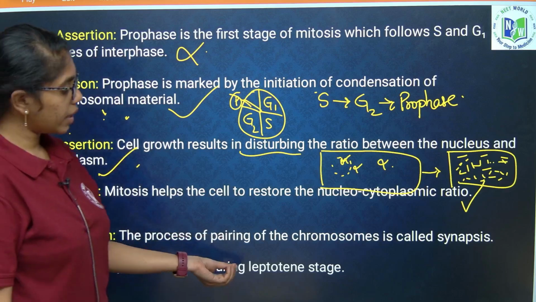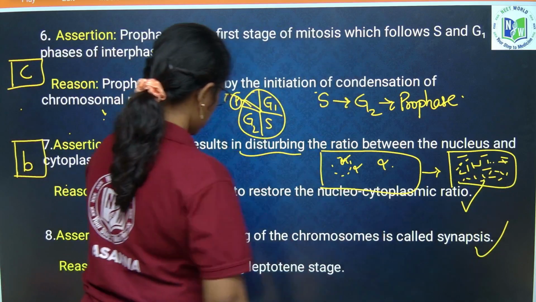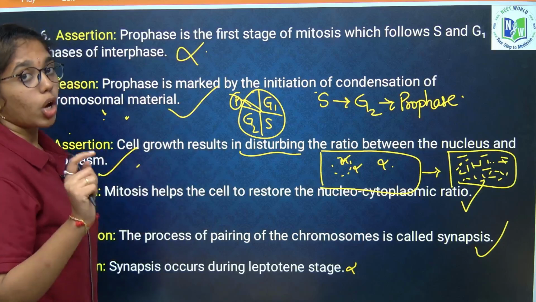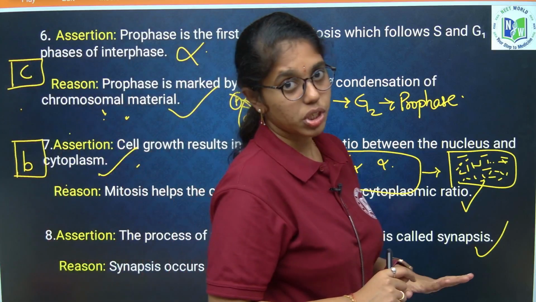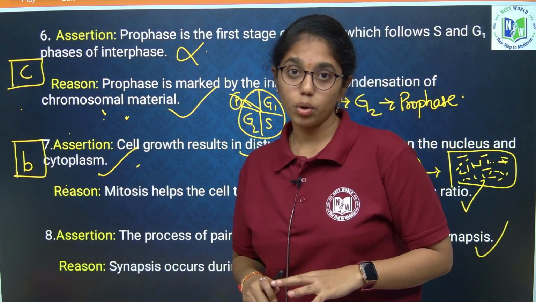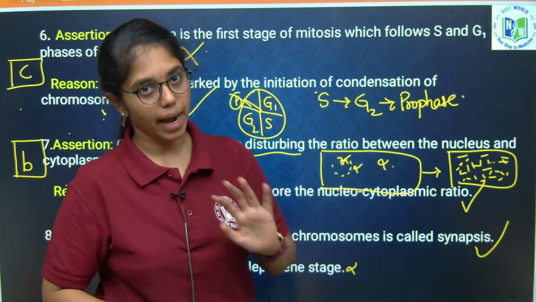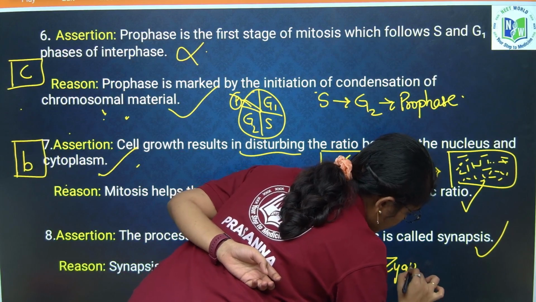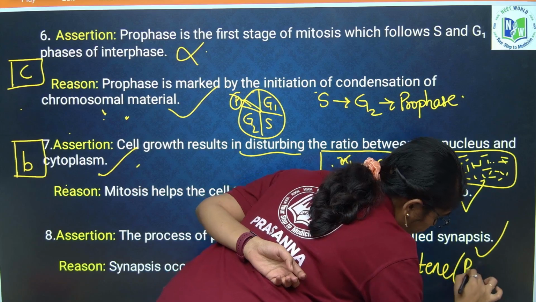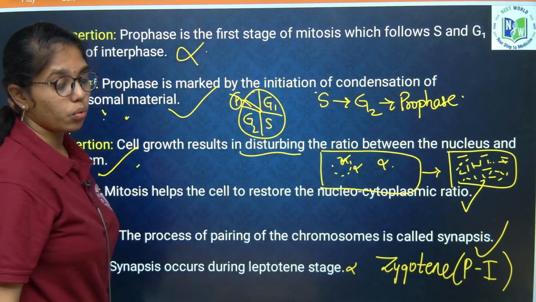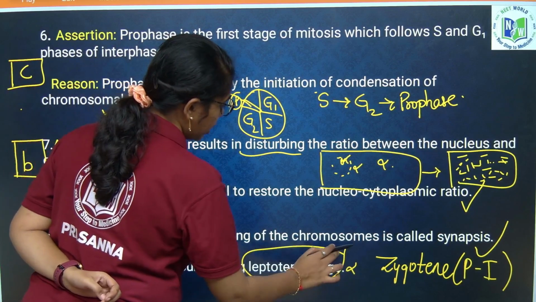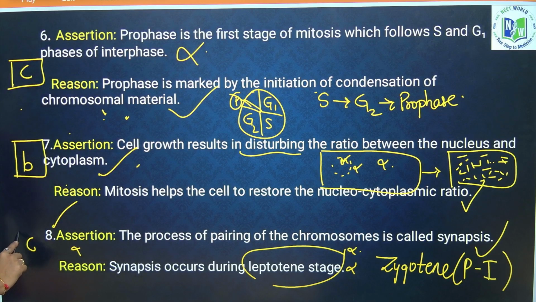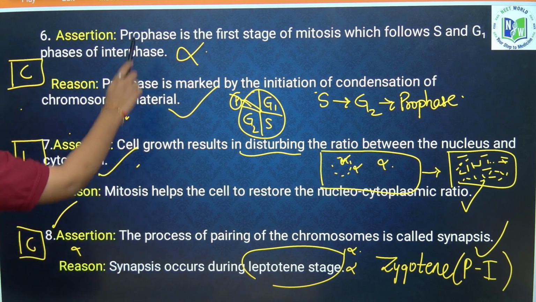The process of pairing of chromosomes is called synapsis. Correct. Synapsis occurs during leptotene. Wrong. During prophase 1 of meiosis, we have 5 substages: leptotene, zygotene, pachytene, diplotene and diakinesis, of which pairing occurs in the zygotene stage of prophase 1 in meiosis 1, not in the leptotene stage. So here the assertion is true and the reason is false. Our option will be C. Correct? Next question.